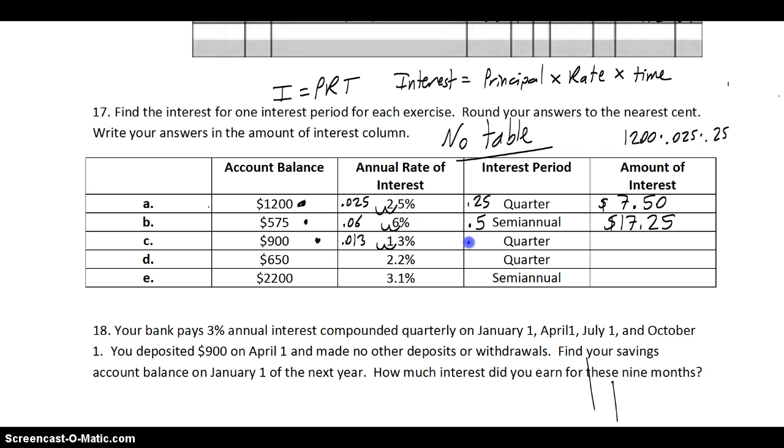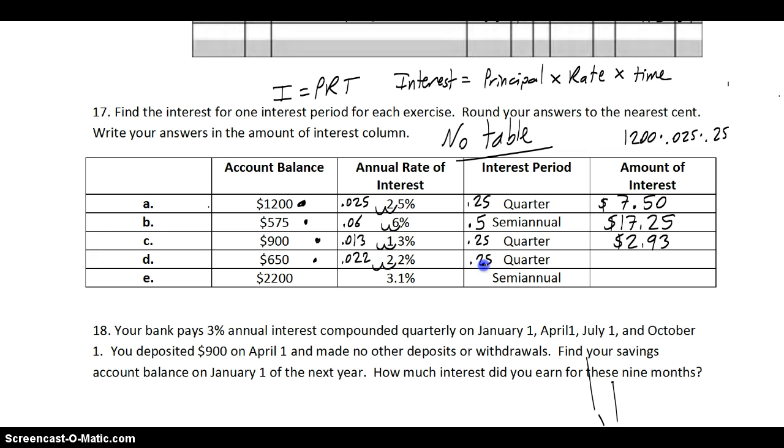Okay? Part C, take $900 times, move the decimal point 2 places, 0.013 times 0.25 again. Multiply that out, and you do get a different decimal this time. You get 2.925. And remember, you can only have two numbers after the decimal point. So you ask yourself, does that 5 round the 2 up? The answer is yes, of course it does. So it's actually $2.93.